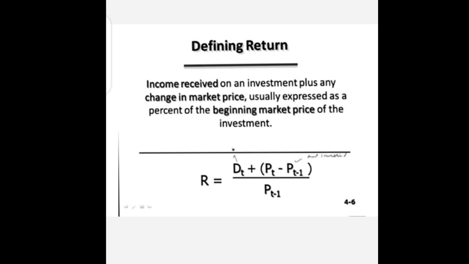So how we can define the return? It is income received on an investment plus any change in market price, usually expressed as percentage of beginning market price of the investment. So it is the same formula which we discussed in our previous slide, with slight differentiation: Dt plus Pt minus Pt-1, divided by Pt-1. Pt is the current price, Pt-1 is the previous price, divided by previous price, where Dt represents the dividend that we will be getting on the return.